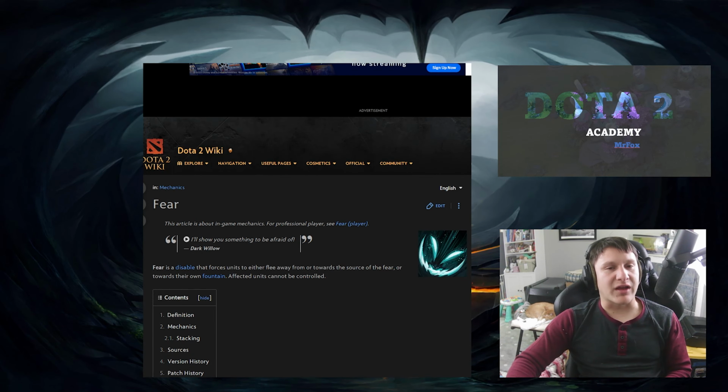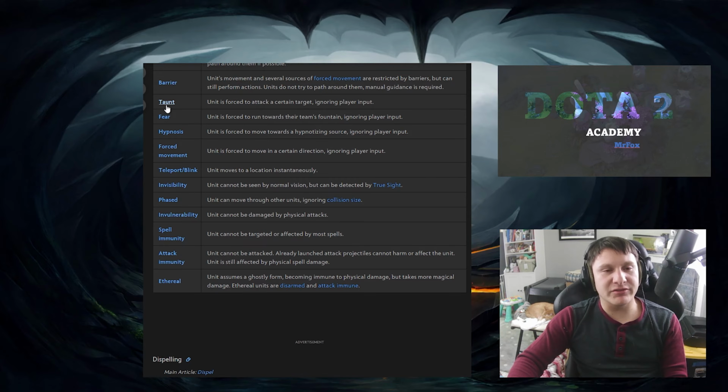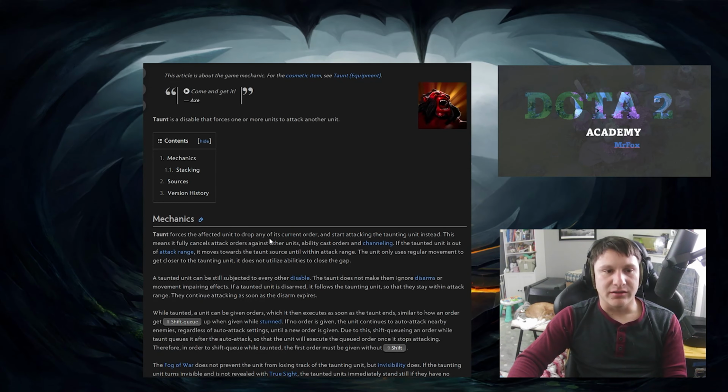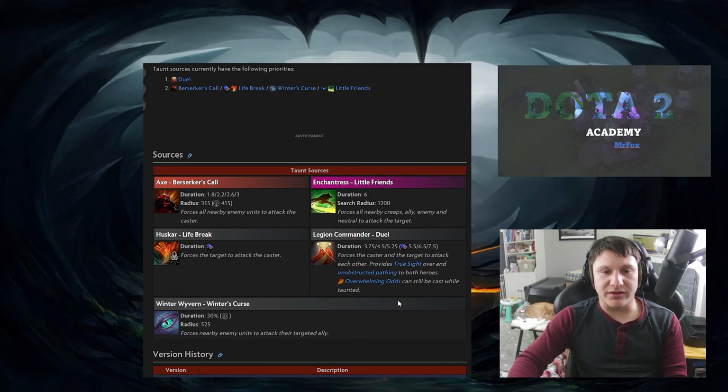Which type of fear can matter depending on how you want to position things. All right. Now a taunt, we can look at it just so that you know. It's really gonna be just a few of these, right? The duel is gonna make you attack. Axe is gonna make you attack. Huskar's Life Ray forces the target to attack, and then Enchantress forces all nearby creeps, ally and enemy neutrals to attack. So those are kind of the biggest ones.